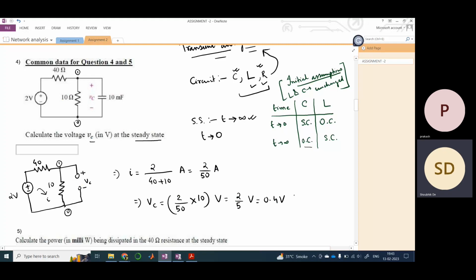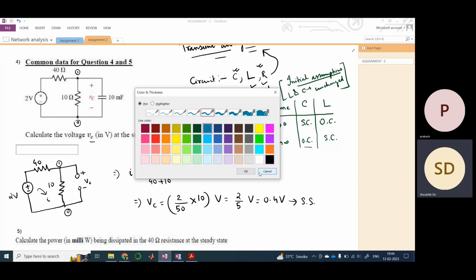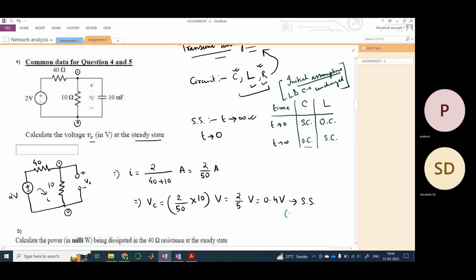So this is the voltage at steady state. This is because at steady state we saw that the capacitor acts like an open circuit. The capacitor has developed this much charge, this much voltage, basically 0.4 volts at time t equals infinity at steady state, and hence it acts like an open circuit. So this is how we solve the problem, and this is your answer to question number 4.